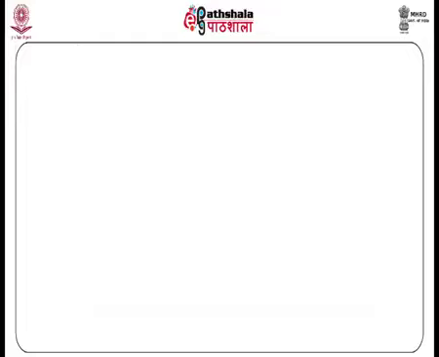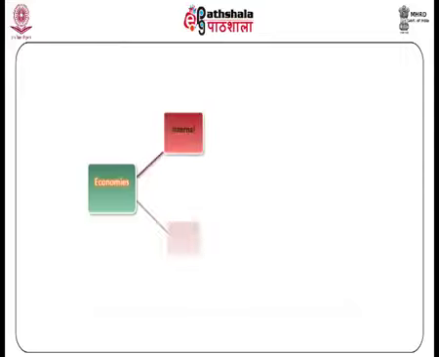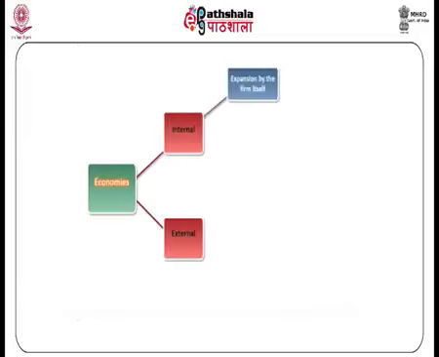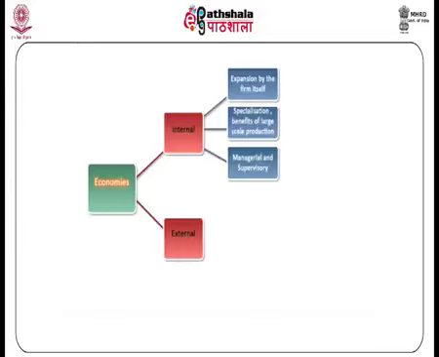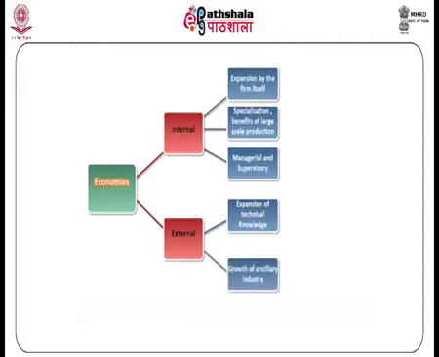Now we need to understand the concept of economies of scale. Economies means lower per unit cost as output increases. It can be internal and external. Internal economies arise on account of expansion by the firm itself and due to specialization, benefits of large-scale production, managerial and supervisory economies, and so on. External economies arise from external factors and the firm has no role in it. External economies arise due to expansion of technical knowledge, growth of ancillary industry, and so on.